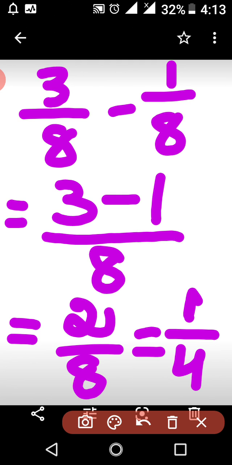If there is no common factor for numerator and denominator, then that fraction is said to be in lowest form. That's why, if any common factor is there, you just divide both numerator and denominator by that common factor to get the lowest term or lowest form. So the answer is 1 by 4. Take one more example.